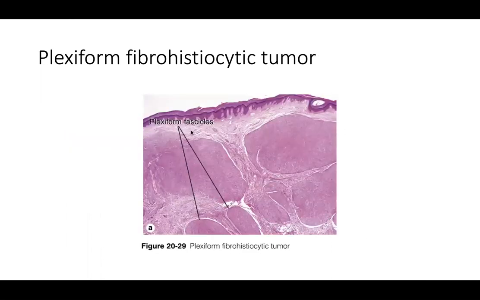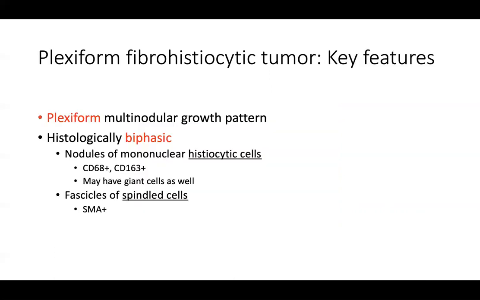So from this power, you might even think about a plexiform neurofibroma because you see these really well separated out fascicles. So from this power, that would be under differentials, plexiform schwannoma or plexiform neurofibroma, as well as a plexiform fibrohistiocytic tumor, because you have this really well demarcated juxtaposition of fascicles, or this is that plexiform architecture, okay? So you can appreciate the plexiform multinodularity of the lesion.